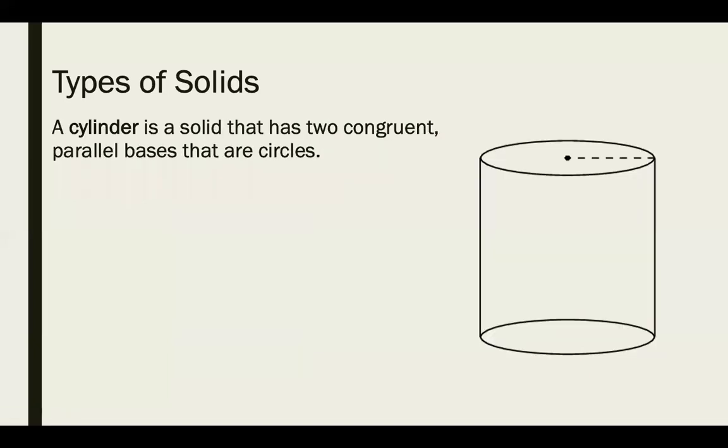All right, a cylinder that involves a circle. It's a solid with two congruent parallel bases that are circles, and then they are connected all the way around the circle. And so this would not be a type of polyhedron because the circle is not a polygon. So a pyramid and a prism are both types of polyhedrons, but a cylinder is not.